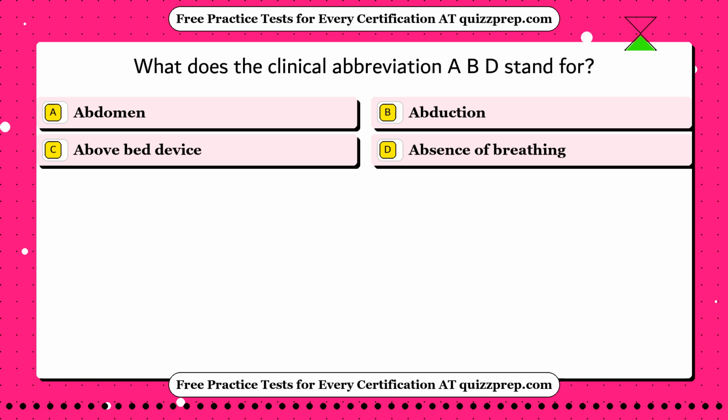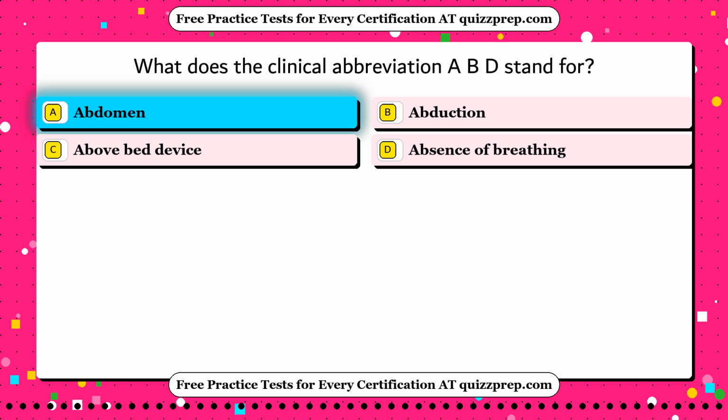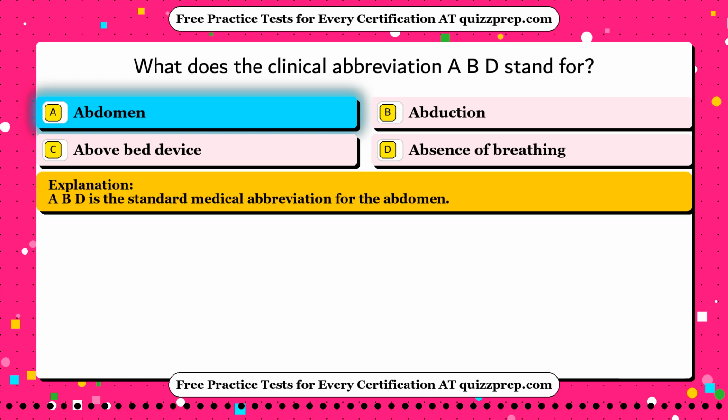Question 1. What does the clinical abbreviation ABD stand for? Option A, abdomen. Option B, abduction. Option C, above bed device. Option D, absence of breathing. The correct answer is option A, abdomen. ABD is the standard medical abbreviation for the abdomen.